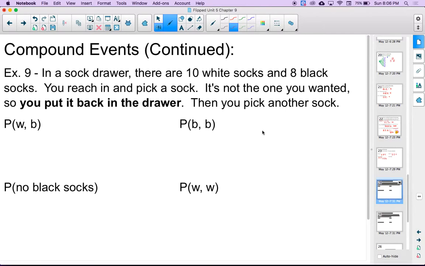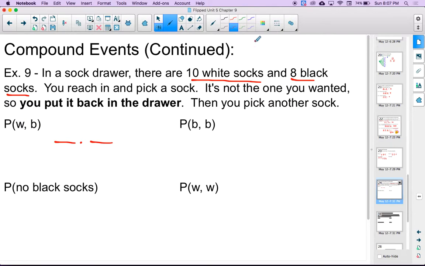I have another example here. We'll do some of these, not all. Example 9, in a sock drawer, there are 10 white socks, 8 black socks. We reach in and pick a sock. It's not the one we wanted, so we put it back. Then we pick another sock. So what's the probability of getting a white sock first, black sock second?